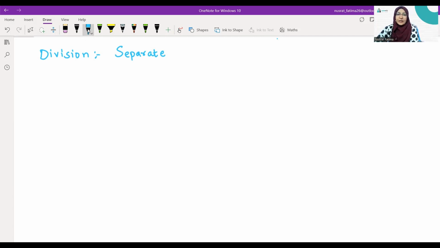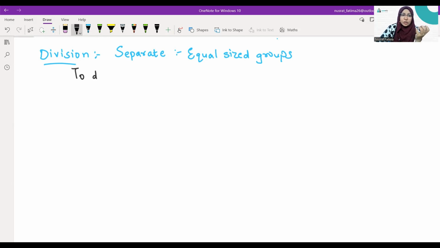So what do we separate? We separate numbers or things into equal sized groups. This is called division. Let's see an example. But before going to an example, let us quickly understand what we need if I want to divide numbers. So what do I actually need? I need some data before dividing, right? So what do we need to divide?